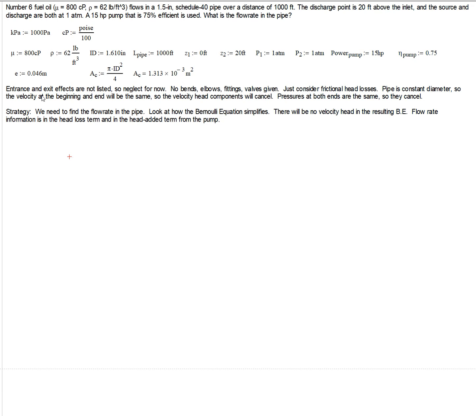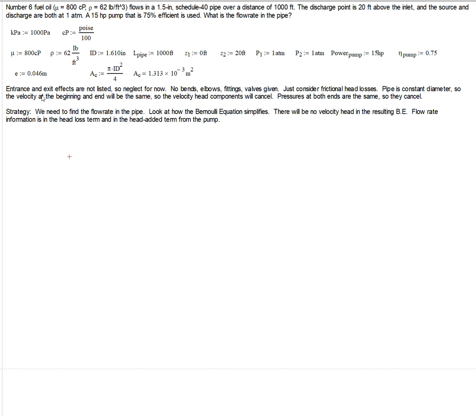We don't know anything about the entrance and exit effects, so we're going to neglect that for now, so we don't worry about frictional losses there. Again, that may not be the best assumption, but that's what we're going to do for now. So no contractions or expansions. We're also not given anything about bends, elbows, fittings, or valves. So we're just going to consider the frictional losses due to the flow of the fluid in the pipe, the friction with the pipe wall.